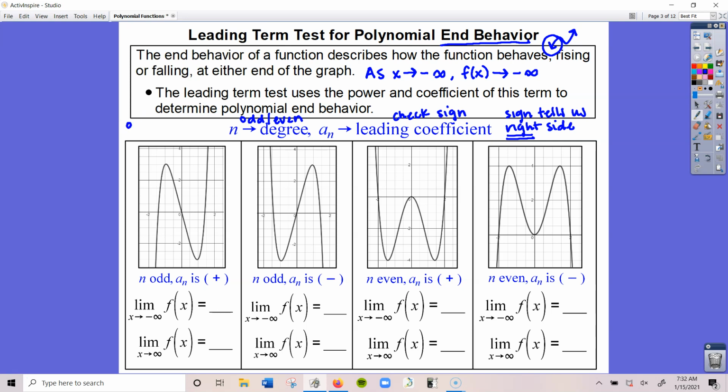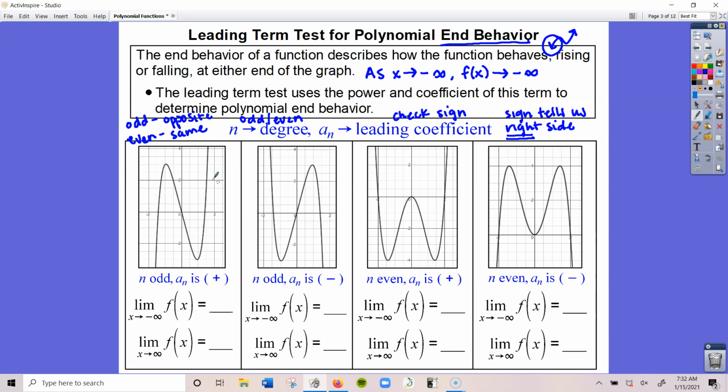If the degree is odd, then that means that the ends will go in opposite directions. So think O for opposite. Then if the degree is even, that means that the ends will go in the same direction. So if the right side is going up, then that means that the left side would also go up.